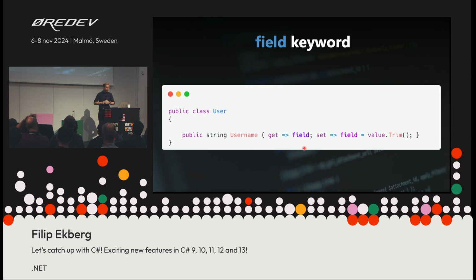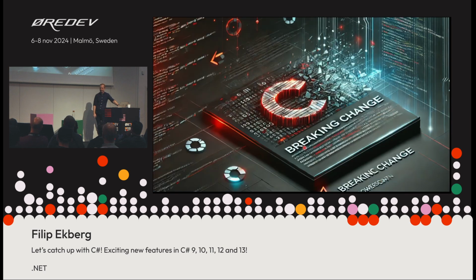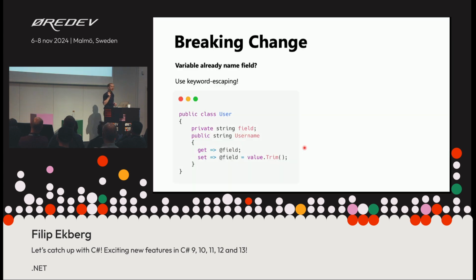But then what happens if I already have a backing field called field? That's a breaking change. Things will blow up. Well, actually, it won't blow up. Your current fields will actually not be used. Since this is a contextual keyword, what you have to do is use the keyword escaping. So you'll see here the @ symbol.